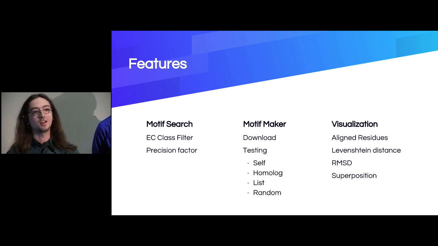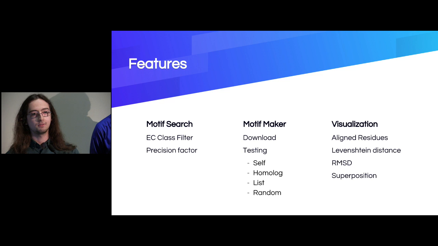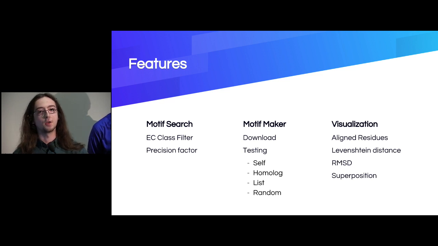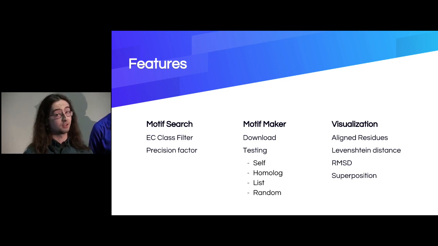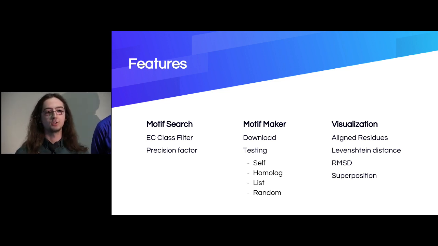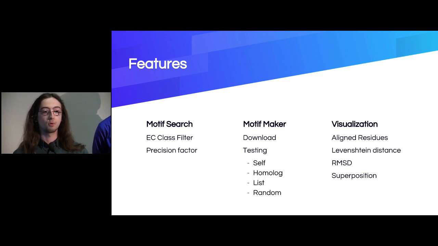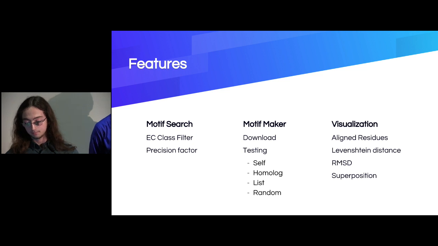The next kind of test is a homolog test. What this does is we take similar proteins that we find on the Protein Data Bank, and we take your motif and align it with all of those. And we show which ones it does successfully align with and which ones it doesn't. What you'd expect for your motif to do is align with other proteins that are of a similar enzyme class.